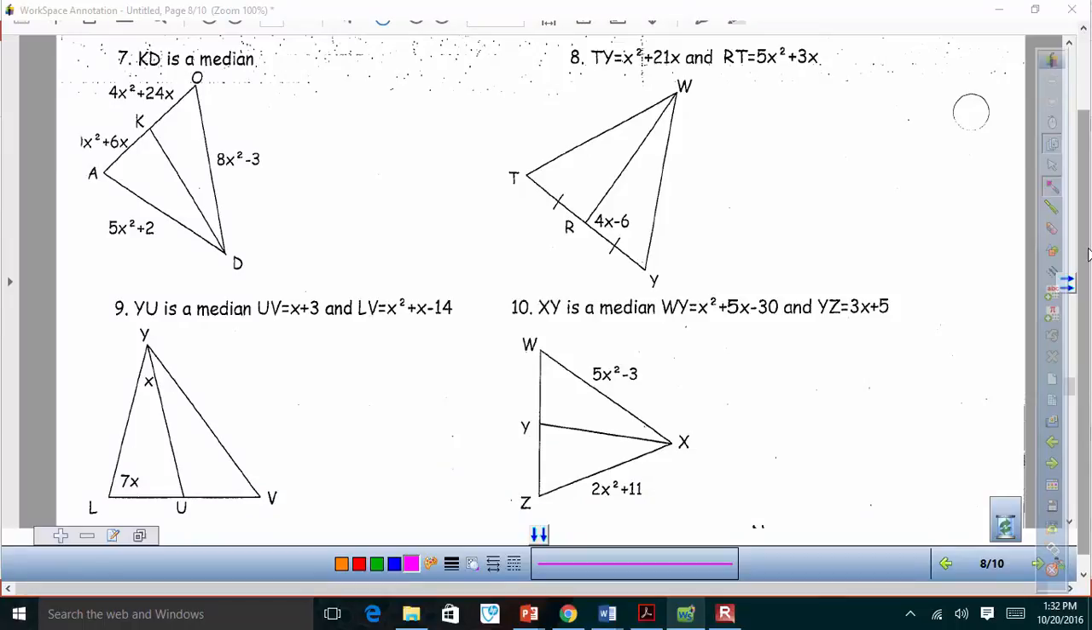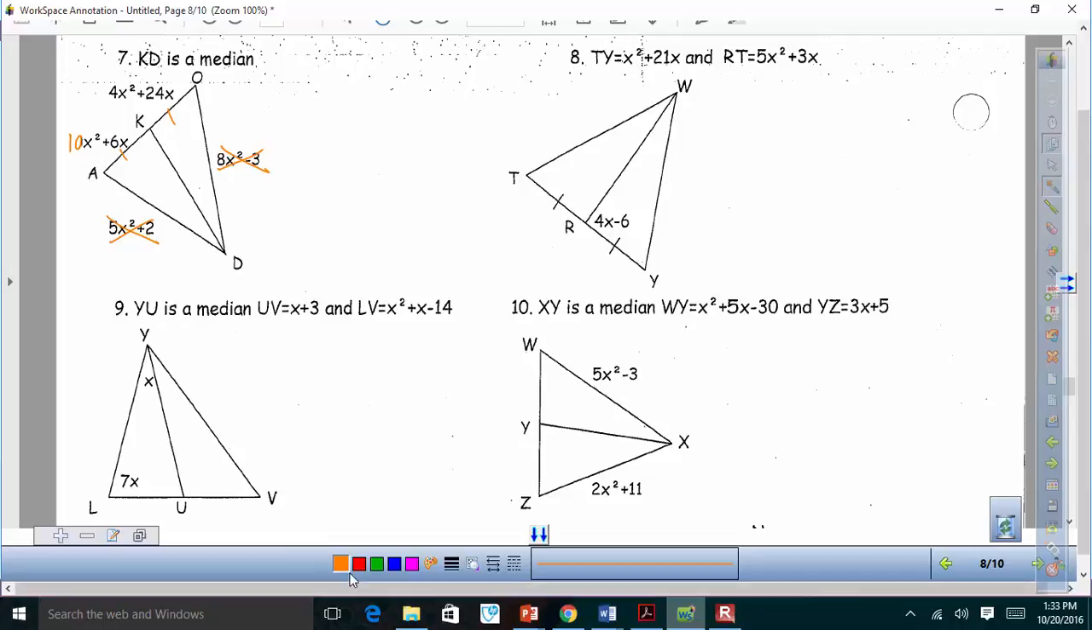So let's look at 7. In number 7, it tells me KD is a median. So if KD is the median, what side is being split into 2 equal parts? Okay, so AK and KO are equal. Do I need 5x squared plus 2? No. Do I need 8x squared minus 3? No. What are those? Distractors. We do not need those. And this got cut off on your sheet. It should be 10x squared plus 6.